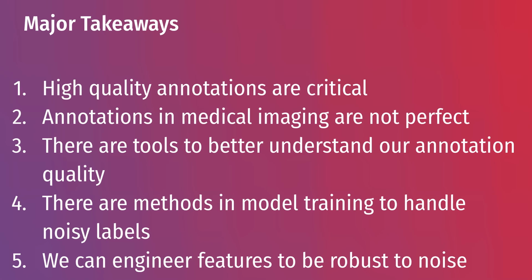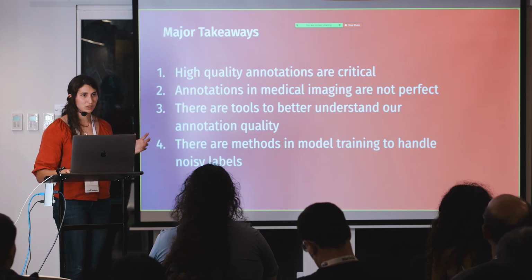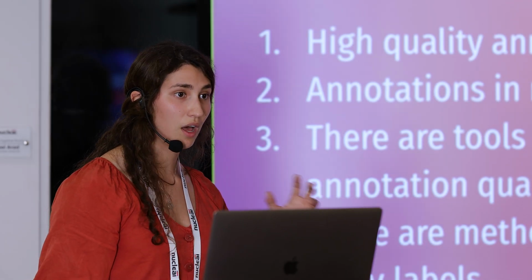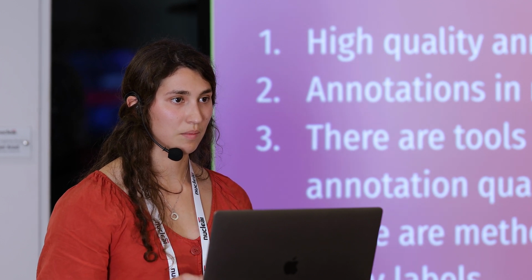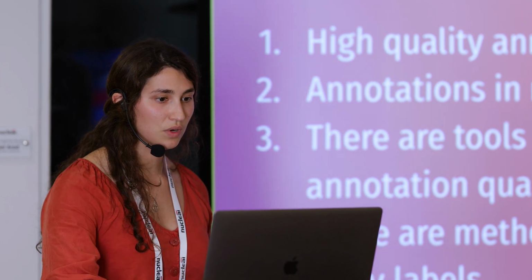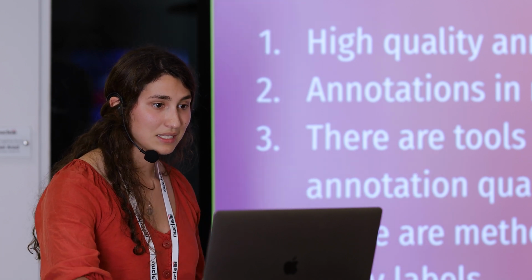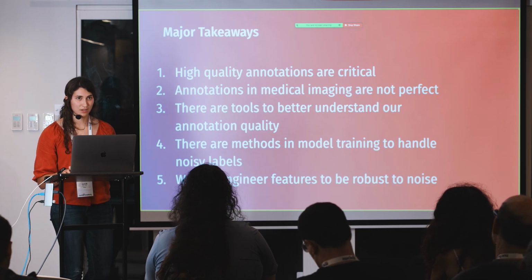Next, there are methods that we can use in the training of our model to better handle noisy labels. Again, I didn't go into too much detail, but there exist lots of different methods in different loss functions and different data weighting parameters that we can use to better train our models. And lastly, we can work hard to engineer our features to be robust to noise and the imperfections that we have in our data.